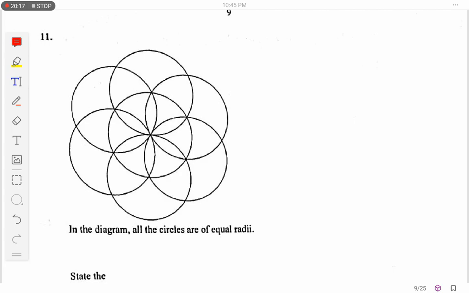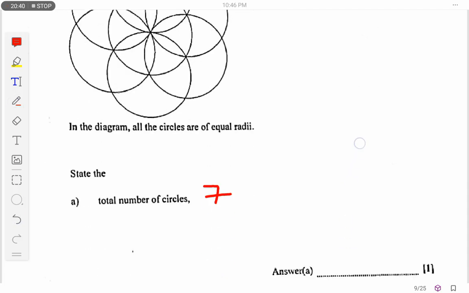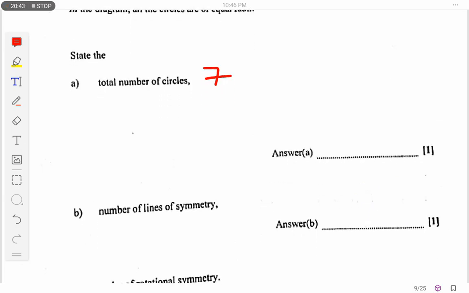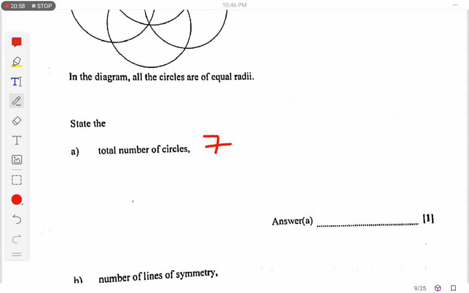The next question is asking, we have these circles, so they are saying state the number of circles. So we've got 1, 2, 3, 4, 5, 6, and 7 at the center there. So there are 7 circles there, so we can write 7 here. Then the next question is saying number of lines of symmetry. We can just count 1, 2, 3, 4, 5, 6. So there are 6 there, so we can write a 6 there.